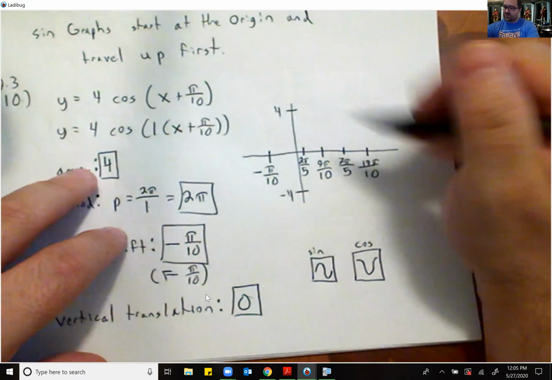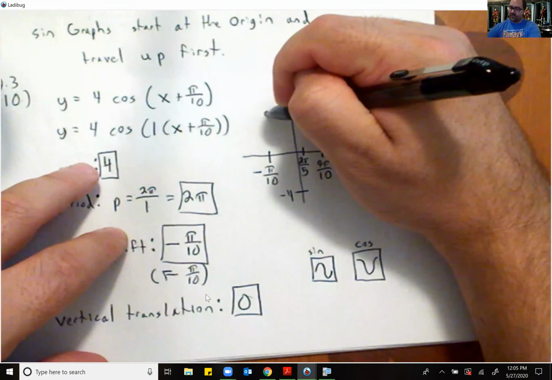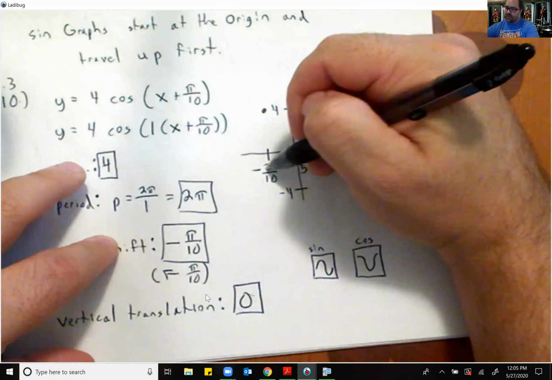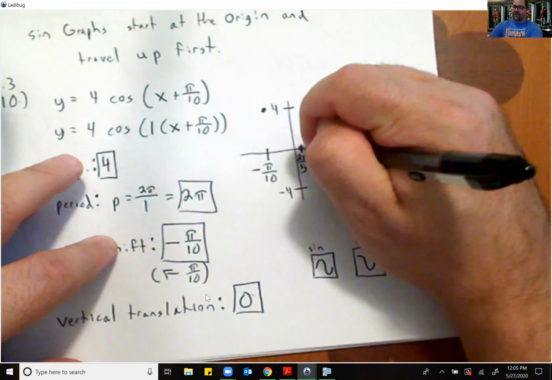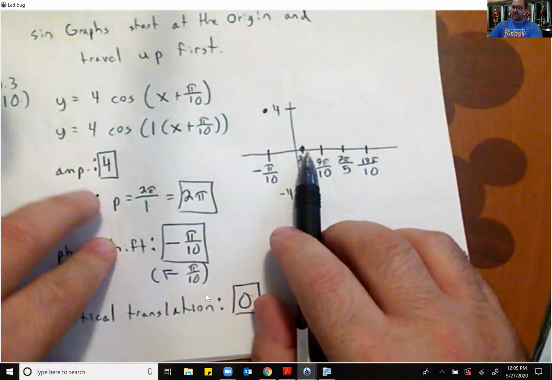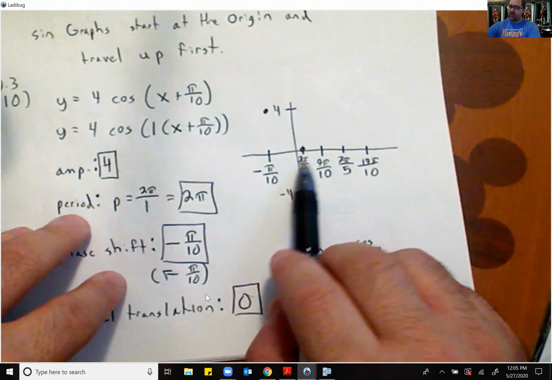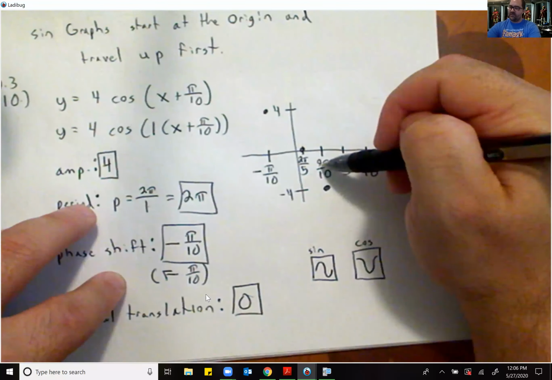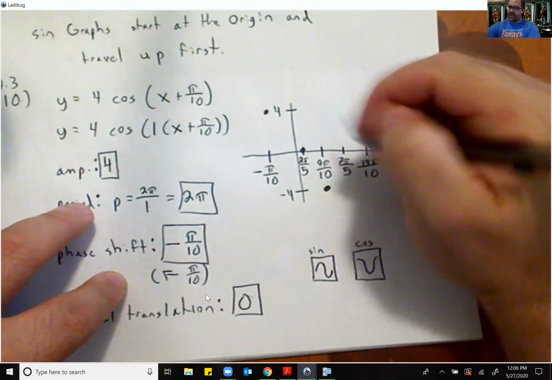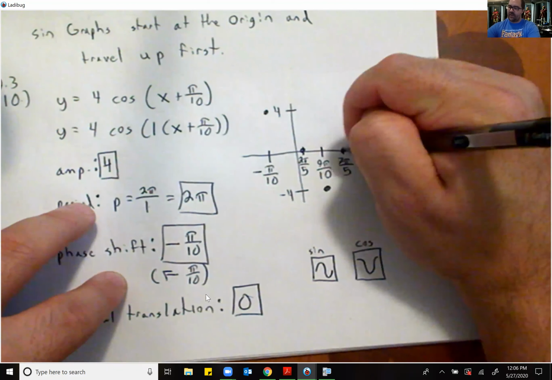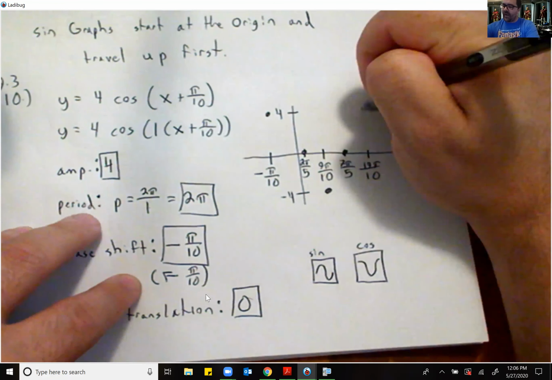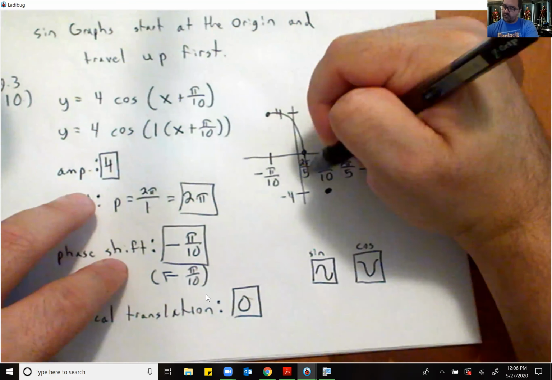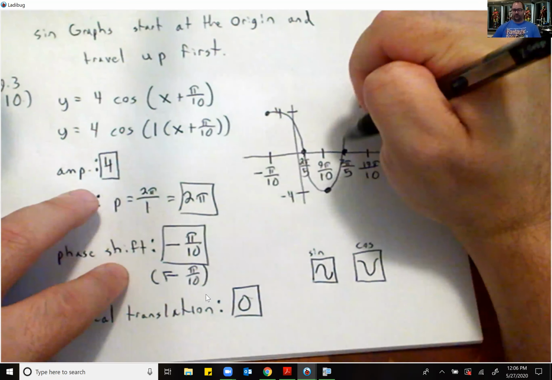So the graph will start up here because it's a cosine. When you click on this, it'll start at the amplitude at negative pi over 10. It will go down to the x-axis and cross it at 2 pi over 5. It'll go down to the amplitude at negative 4, at 9 pi over 10. At 7 pi over 5, it'll hit the axis again. And at 19 pi over 10, it'll be back up at the amplitude. So your graph will look something like that.